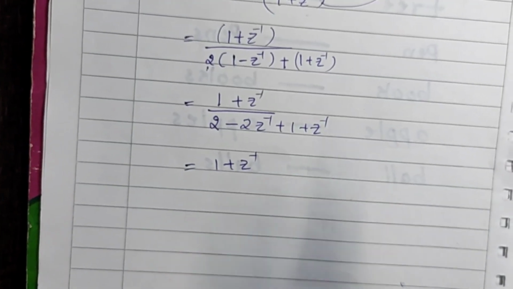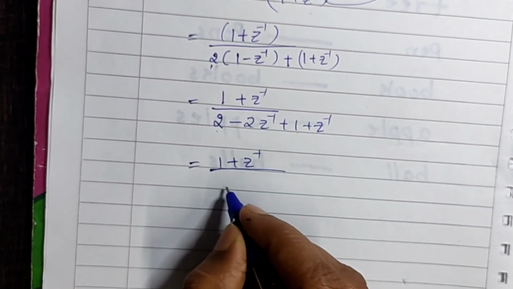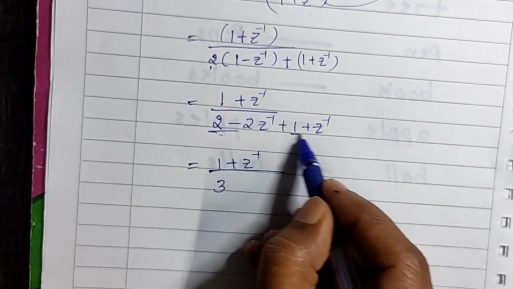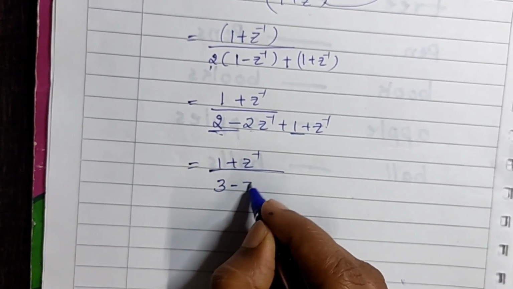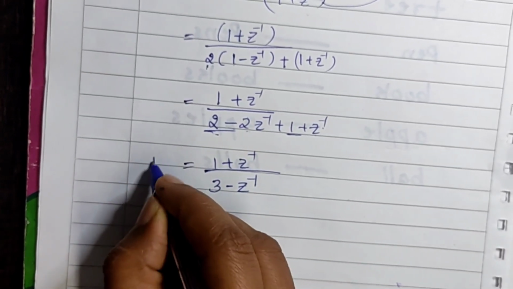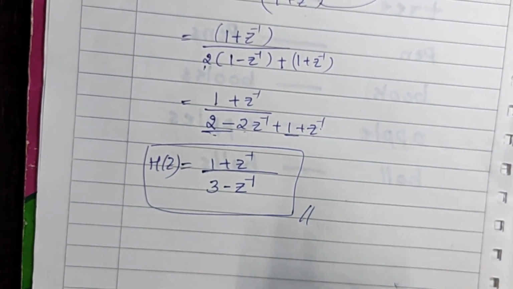1 plus z raised to minus 1 as it is divided by 2 plus 1 is 3. Okay, 2 plus 1 is 3, minus 2 z raised to minus 1 plus z raised to minus 1, which is minus z raised to minus 1, which is h of z is equal to. So this is our bilinear transformation.